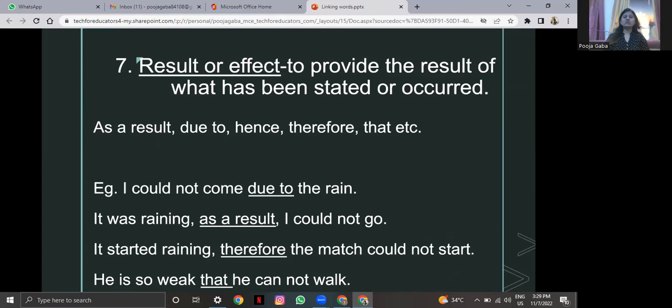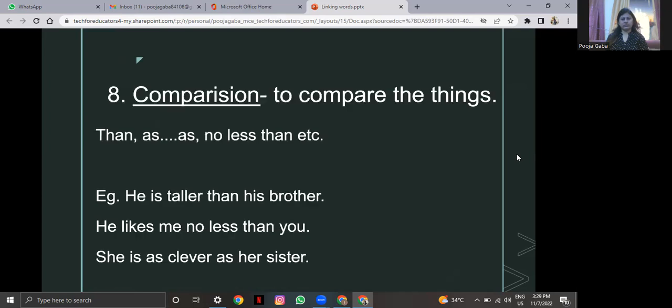The next one is: it started raining, therefore the match could not start. So it was raining is the reason and the result was the match could not start. So the linking word used here is therefore. He is so weak that he cannot walk. He is so weak is the reason and the effect is he cannot walk. So the linking word used here is that. So these were the words for showing a result or effect.